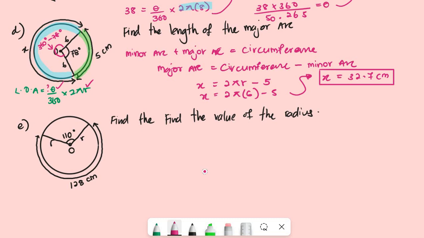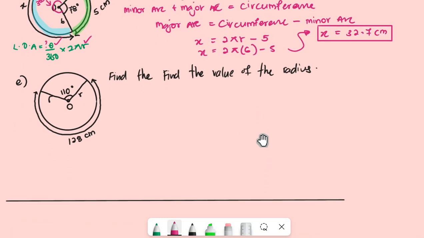And then once you got your theta, you can also use the length of arc to find the value of x. But this can be a bit complicated. Isn't this much easier? So hence we use this way. But it's completely up to you whichever way you feel like using.